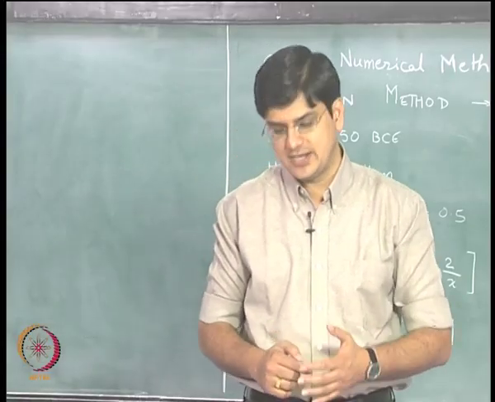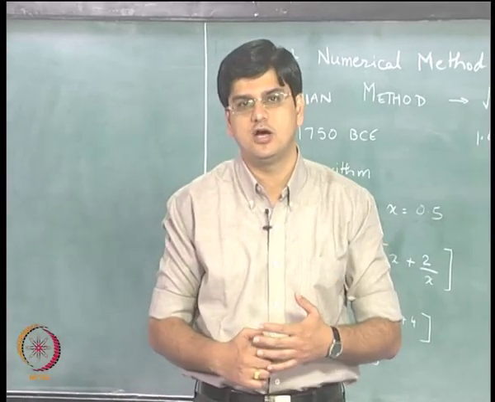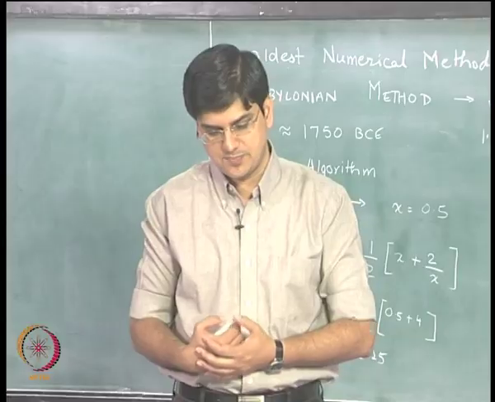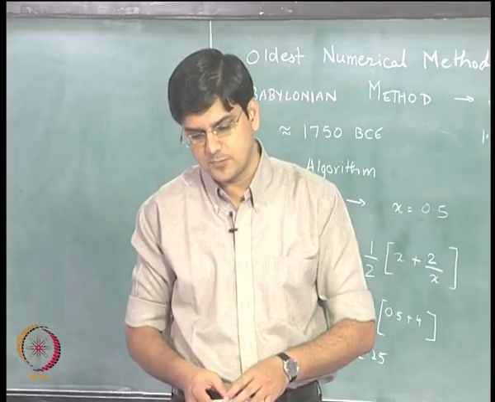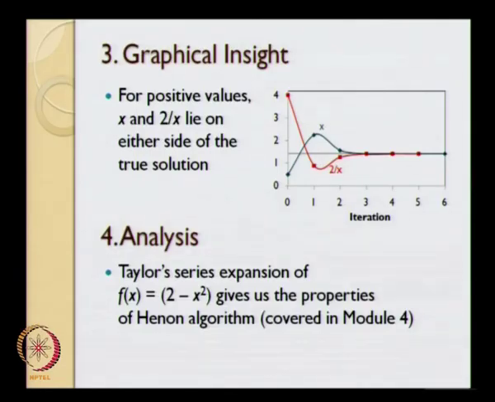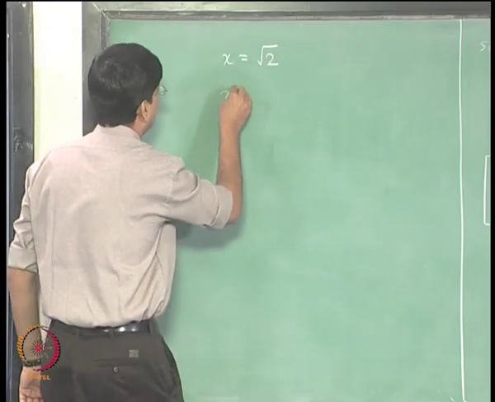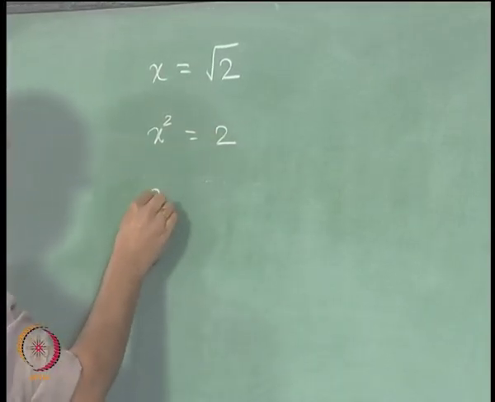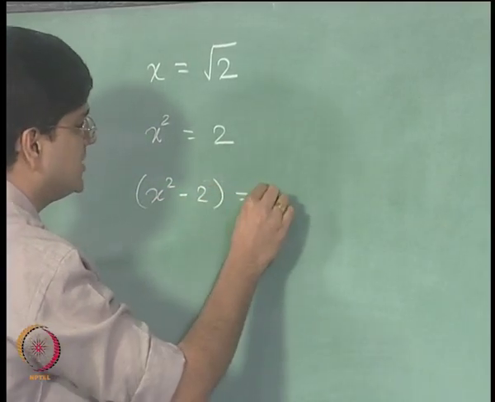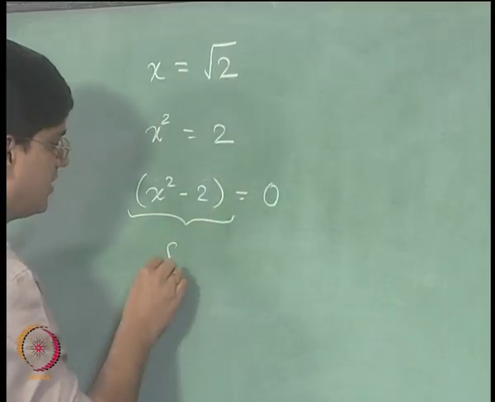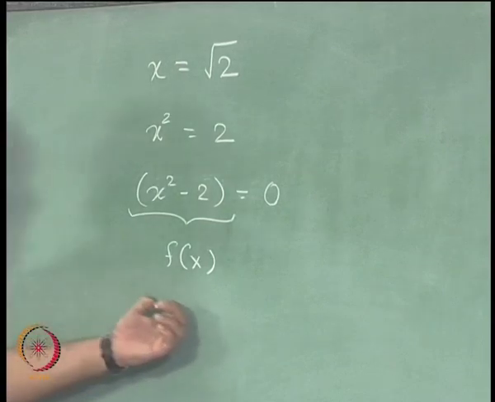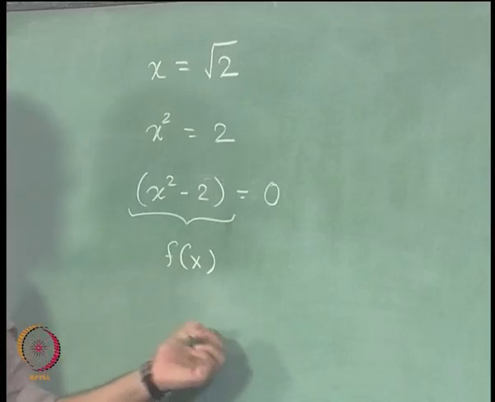Next, what we would do, and again I am not really going to do it in this particular module, but we will defer it to the fourth module, is we will do a Taylor series expansion and try to find out how this particular Heron algorithm can be derived in a rigorous manner. And I will just give you an overview of what we are going to do, is essentially we want to find the solution x equal to square root of 2. We will square both sides and then we will be able to write x square equal to 2, and that equation we can write out as x square minus 2 equal to 0. If we call this particular guy our f of x, this problem has now reduced to finding out where the particular line f of x is going to cross the x axis.